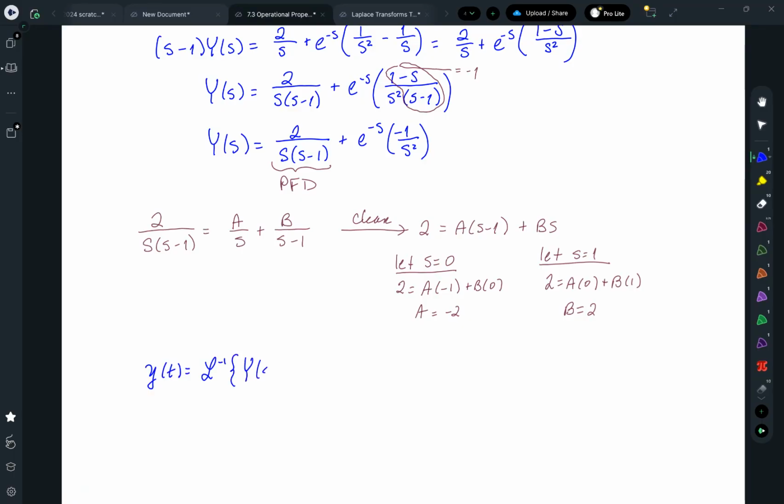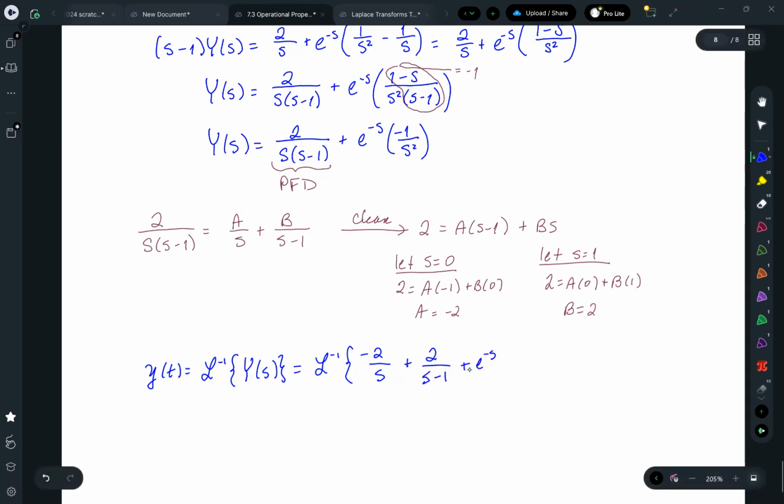So finally, what I have here is y of t is equal to the Laplace inverse of Y of s, which will be the Laplace inverse of the sum of all these terms. So I have negative 2 over s plus 2 over s minus 1 plus e to the minus s. Let me rewrite that as minus e to the minus s times 1 over s squared.